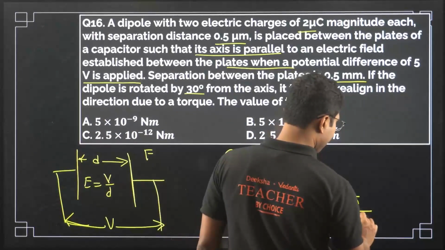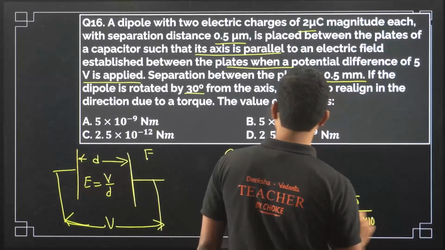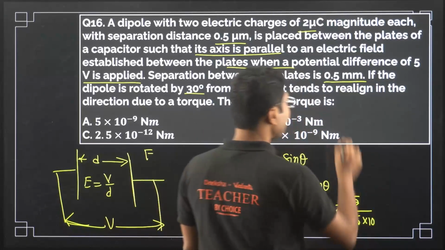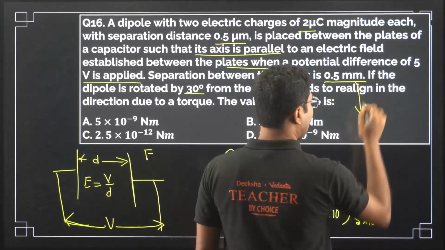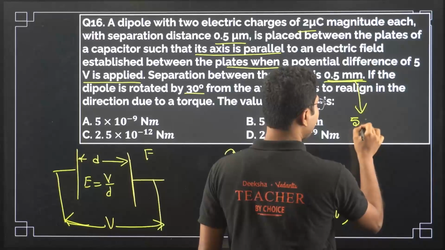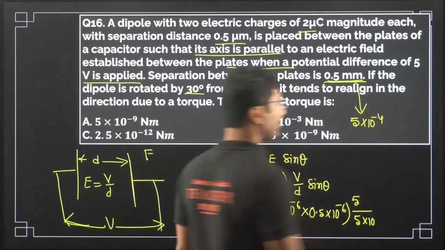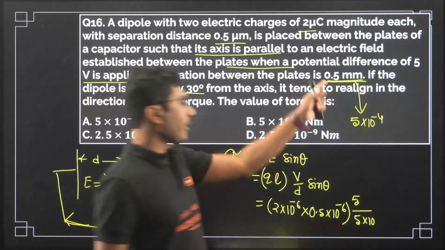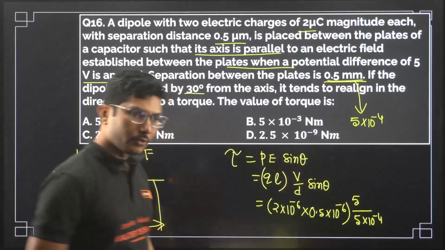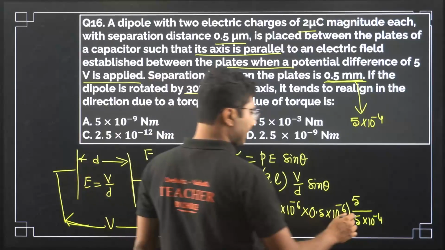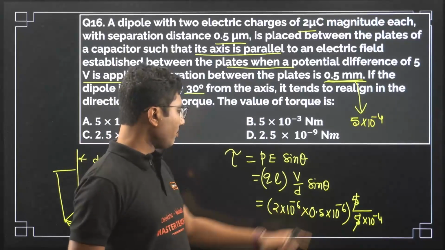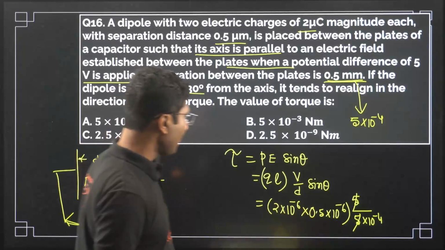So 5 millimeter means 5 into 10 to the power of... 5 or 0.5 millimeter. 0.5 millimeter means what? 1 millimeter means 10 to the power of minus 3. So 0.5 millimeter means 5 into 10 to the power of minus 4. Right. So let us cancel this 5 and 5. 2 into 0.5 is 1. So what we got?